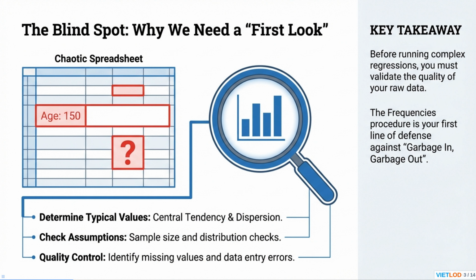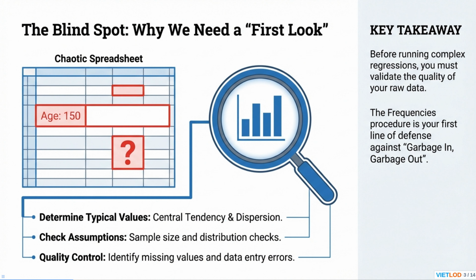First, we determine typical values by examining measures of central tendency and dispersion, which give us a sense of the data's core characteristics. Second, we can check crucial assumptions about our data, such as sample size and the underlying distribution of variables. Third, and perhaps most importantly, it acts as a robust quality control mechanism. This allows us to quickly identify glaring issues like missing values or obvious data entry errors, such as a reported age of 150, which would severely skew any subsequent analysis. For instance, finding an age of 150 immediately flags an extreme value that needs investigation. Ignoring such an outlier could drastically impact your average age, leading to misleading conclusions.